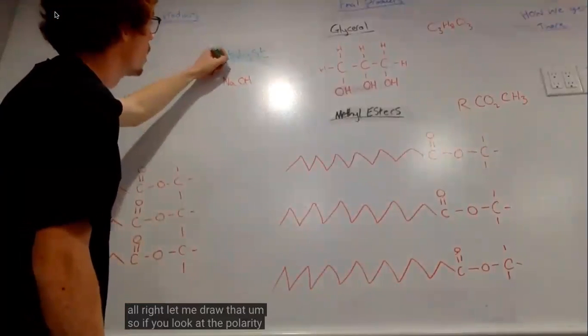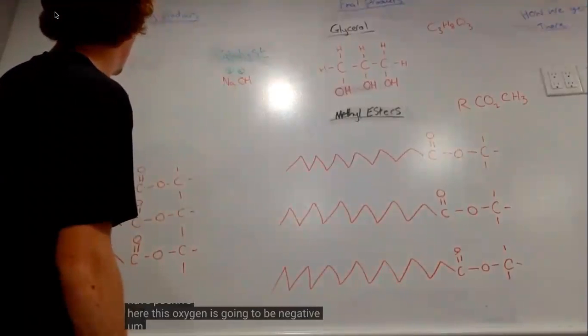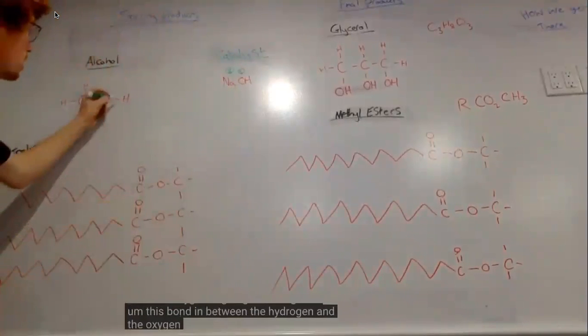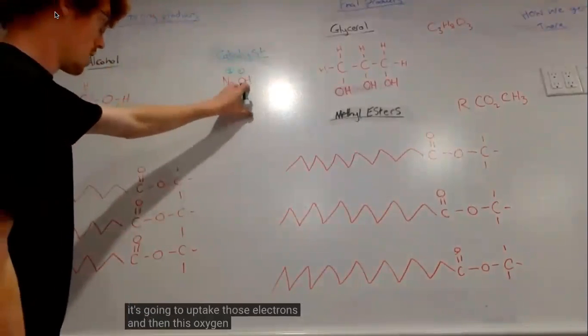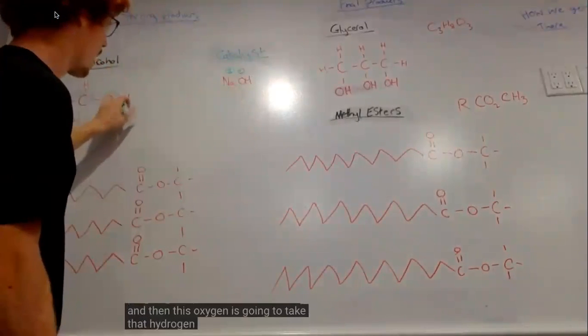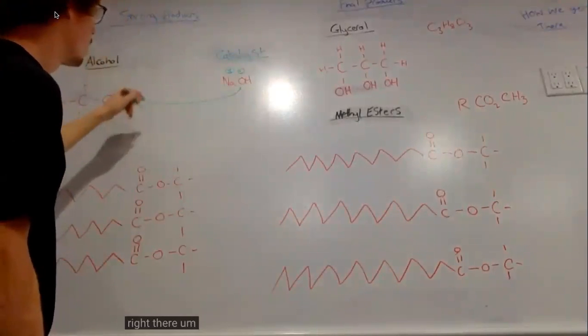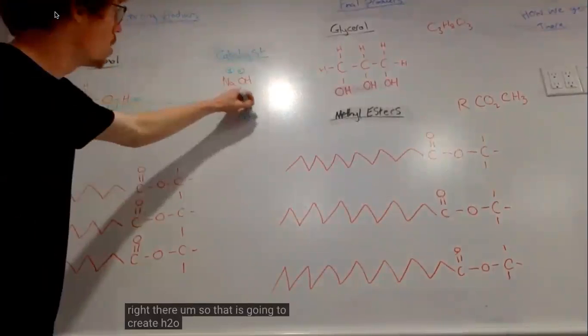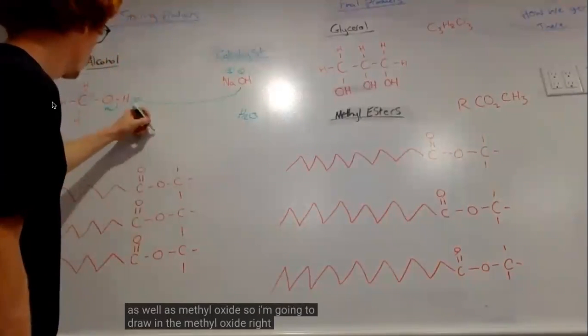So if you look at the polarity here, you have positive here. This oxygen is going to be negative. This bond between hydrogen and oxygen is going to break. This oxygen is going to uptake those electrons. And then this oxygen is going to take that hydrogen right there. So draw that there. So that is going to create H2O as well as methyl oxide. So I'm going to draw in a methyl oxide right here.